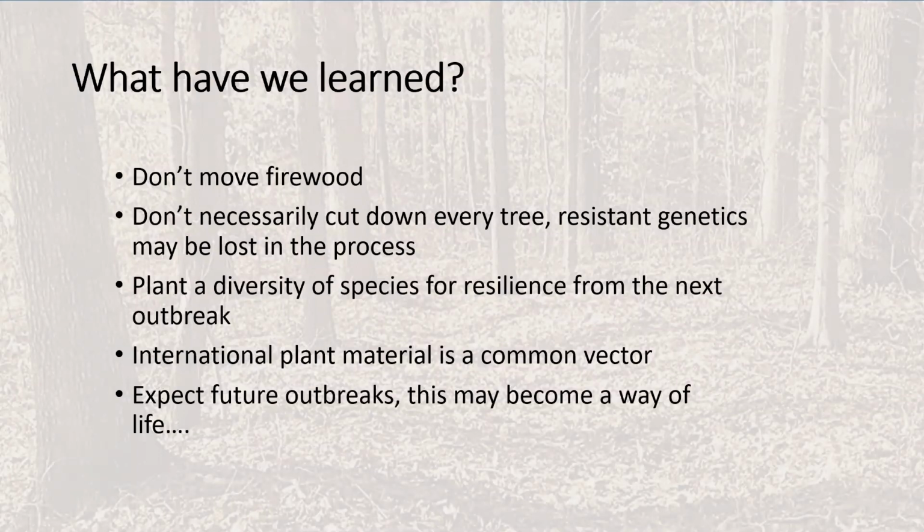The last two points here: a lot of these pathogens are going to come from other continents, from other places where our natives did not have that coevolutionary history. So international plant material coming in as a vector, with the ever-globalizing society we have right now and all the rapid transportation of materials around the planet, we can expect to see future outbreaks.